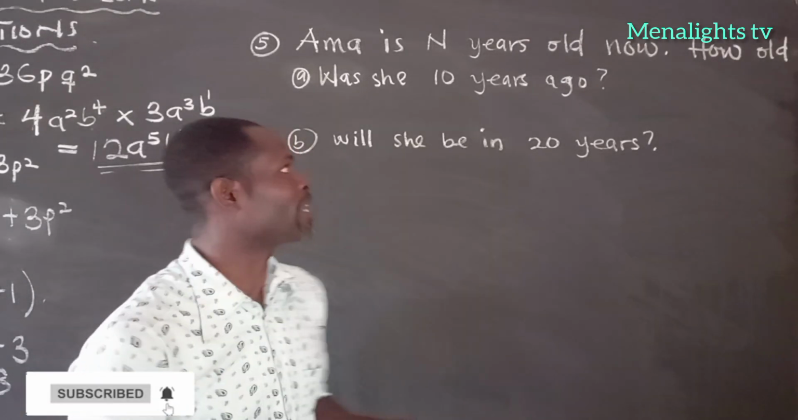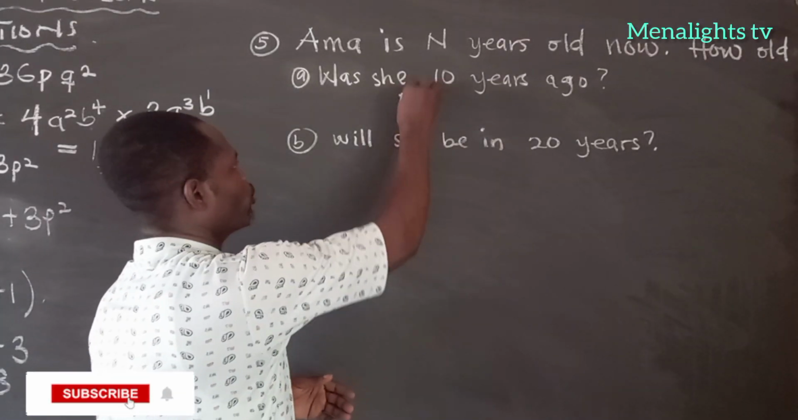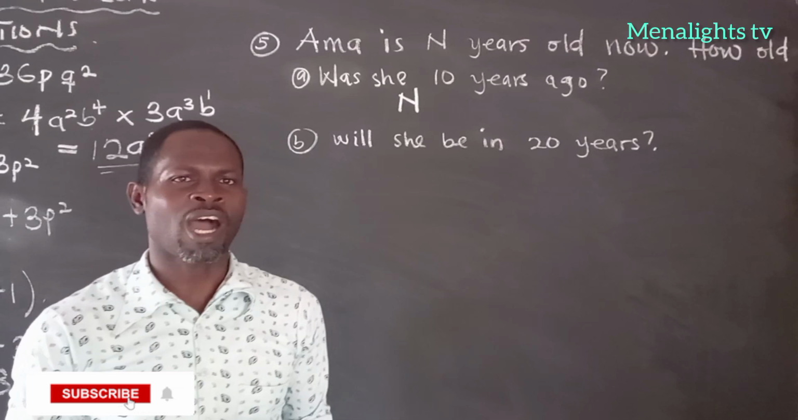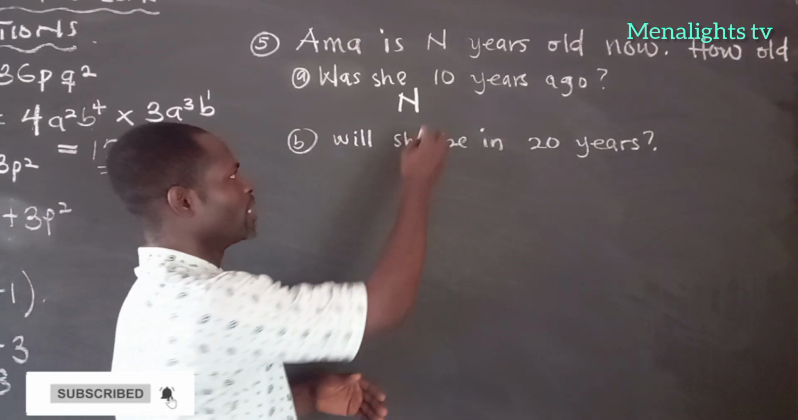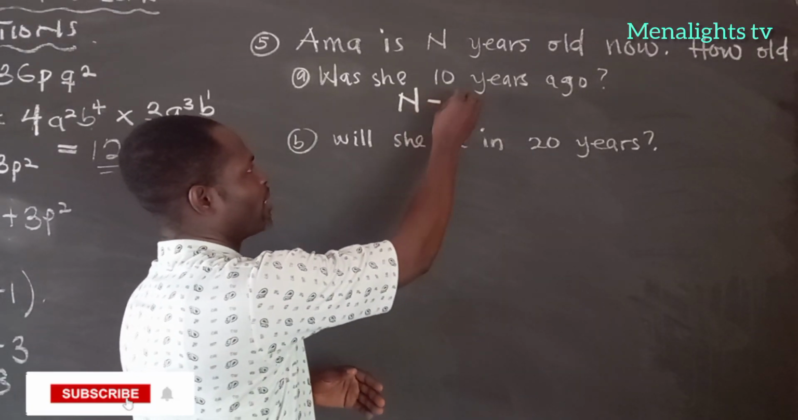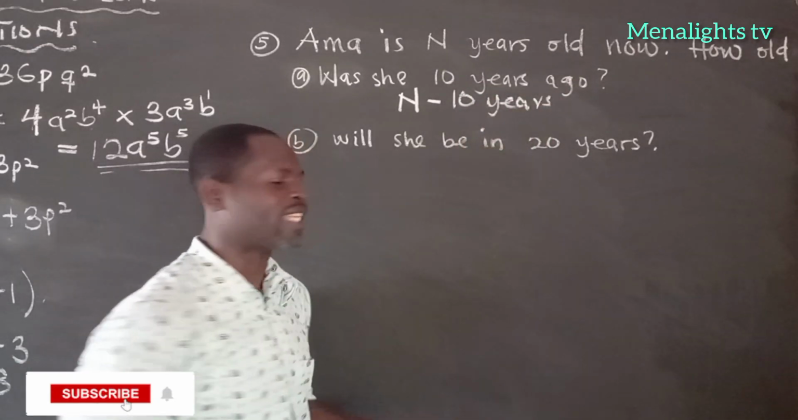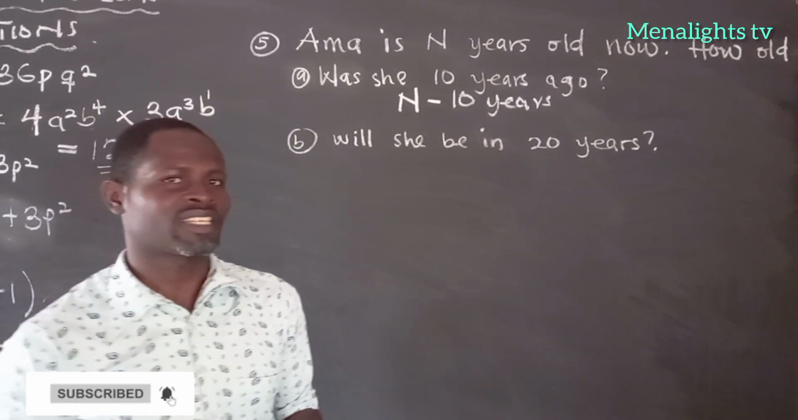But right now, Amma is what? n years old. So now she's n. So 10 years ago, how old was she? So that will be n minus what? 10 years. So the n minus the 10 years, that is the answer that we have there.